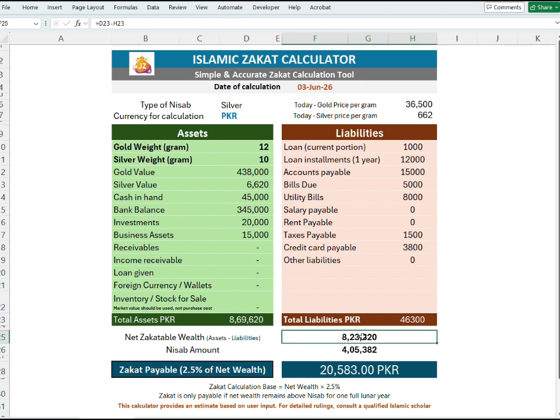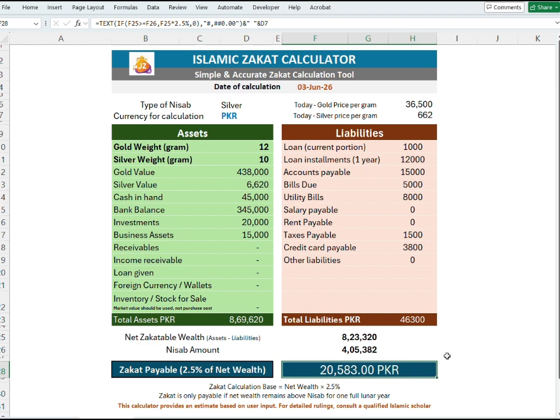Now we compare this with our net wealth. Since 823,320 is higher than 405,382, zakat becomes applicable. If we switch to gold from the drop-down, the Nisab will increase significantly because gold has a higher threshold. In that case, if net wealth is lower than gold Nisab, zakat becomes 0. Finally, zakat is calculated. Zakat is 2.5% of net wealth. So, 2.5% of 823,320 equals 20,583. This is the zakat payable amount.